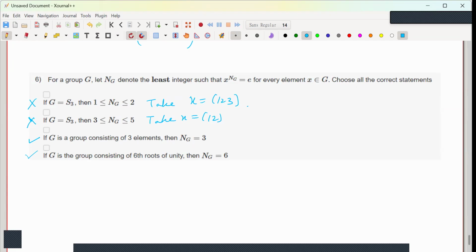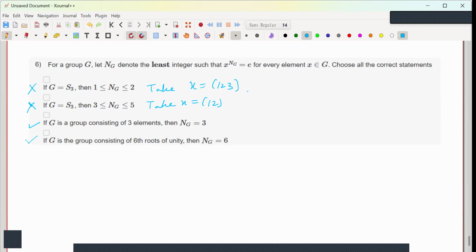Ideally, they should have mentioned least positive integer, but even if it is not there, the underlying fact is it should be positive. Otherwise, you can go infinitely behind, right? -3 will work. In this case, -6 is working, so -12 will work. Any multiple of 6 will work. So the least number doesn't exist if you don't assume it to be positive. But anyway, it's a good question. They should have mentioned positive here.